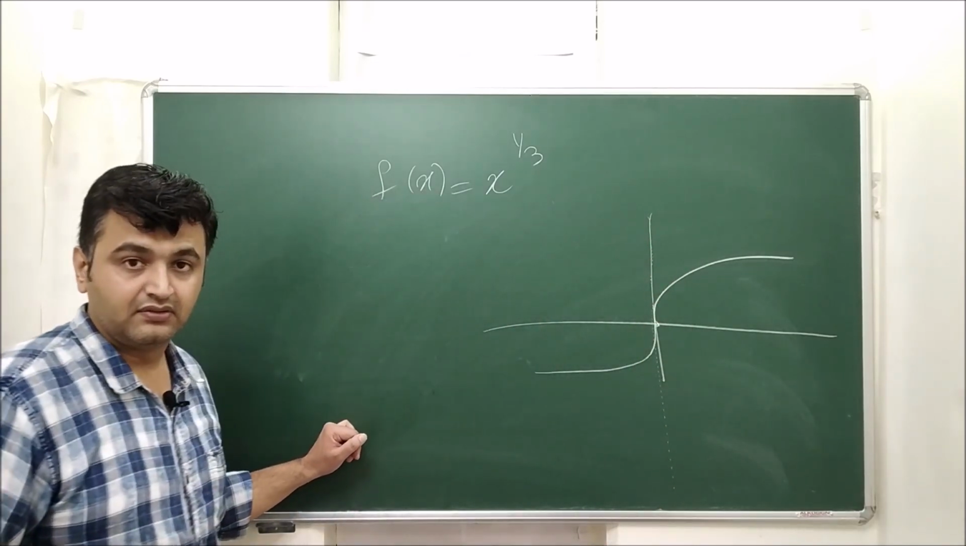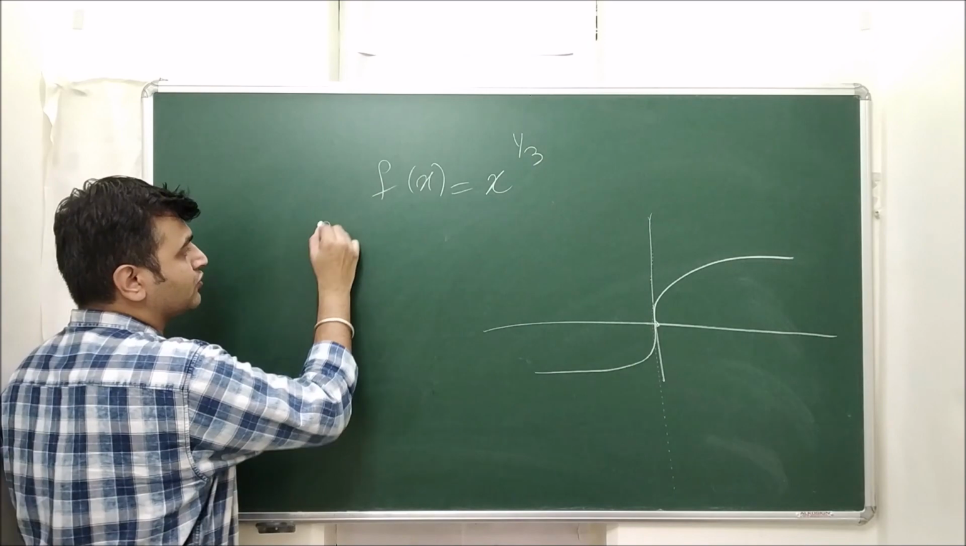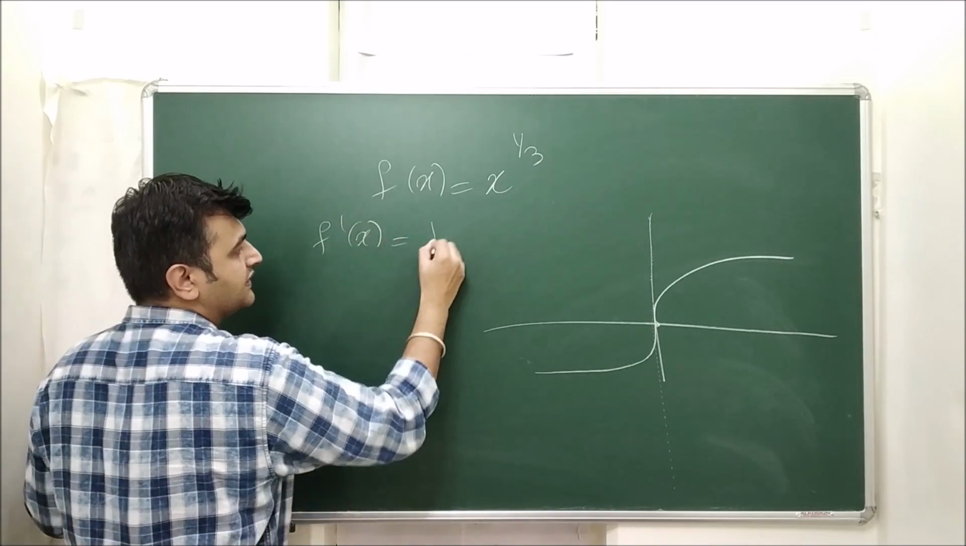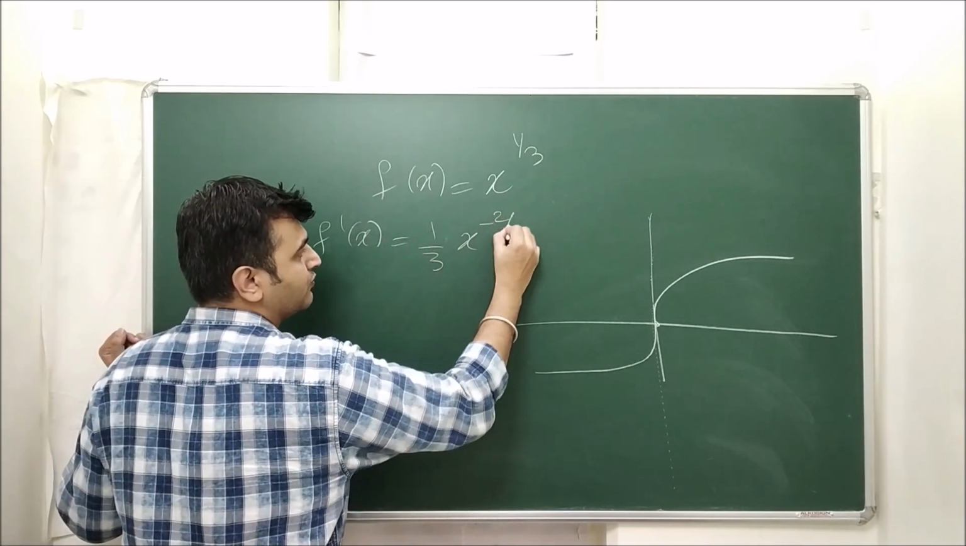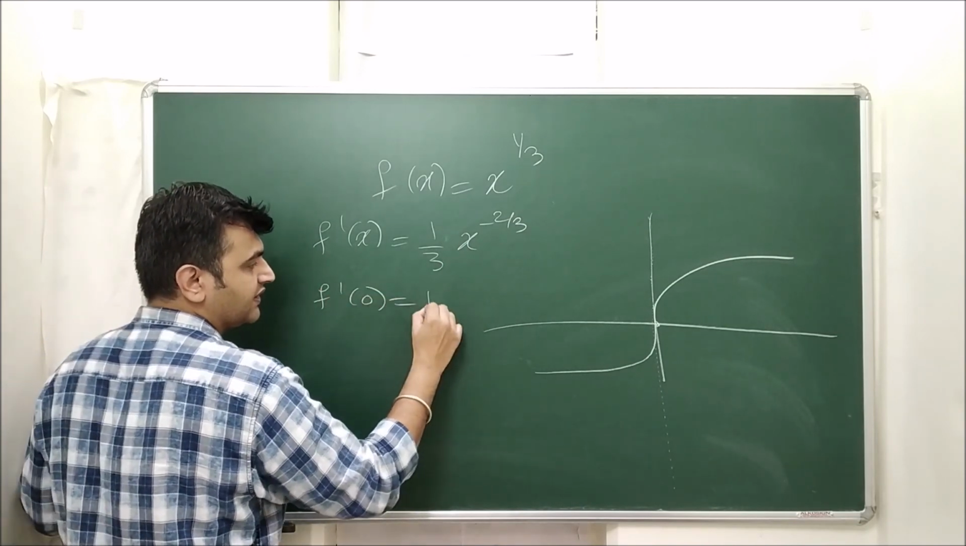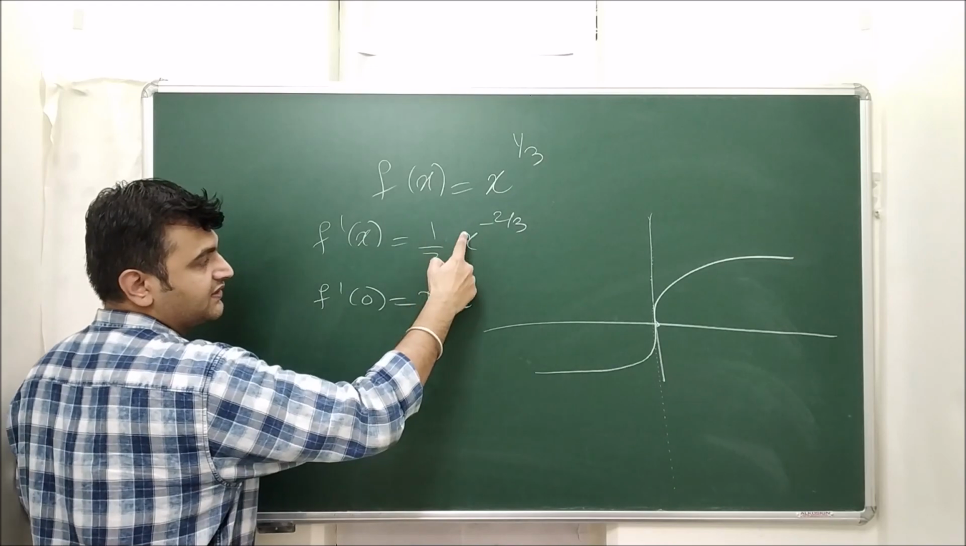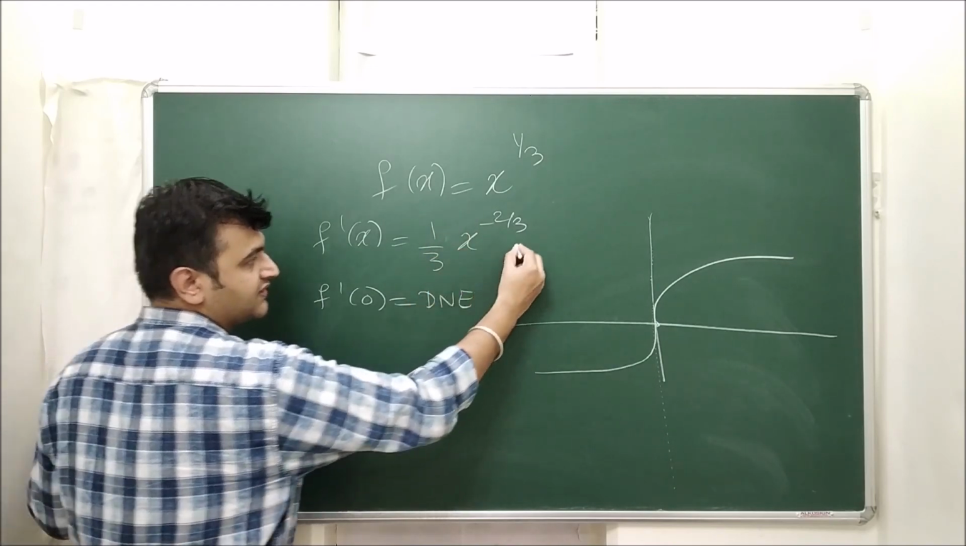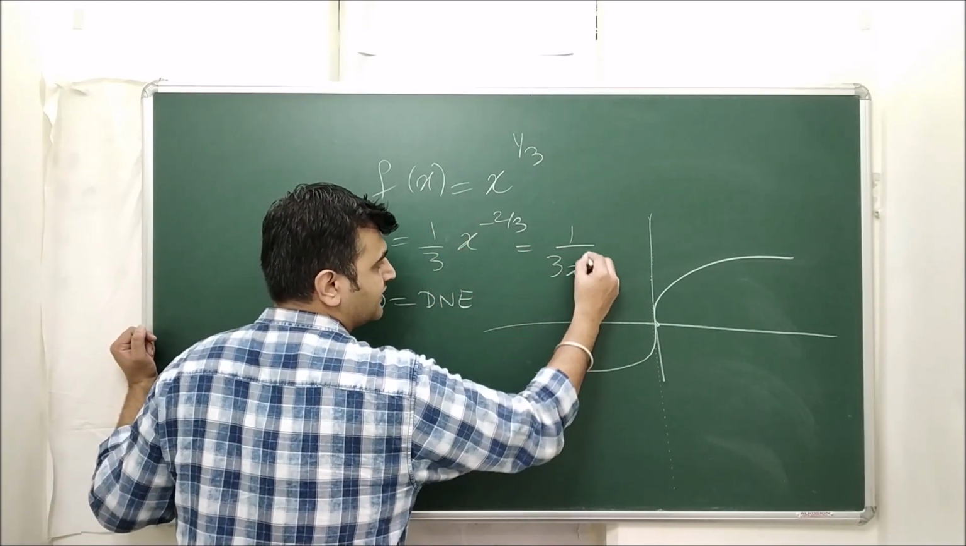You can see here also, what is f dash of x? It is 1 by 3 x raised to minus 2 by 3, and therefore f dash of 0 does not exist, because it means 1 upon 3 x raised to 2 by 3.